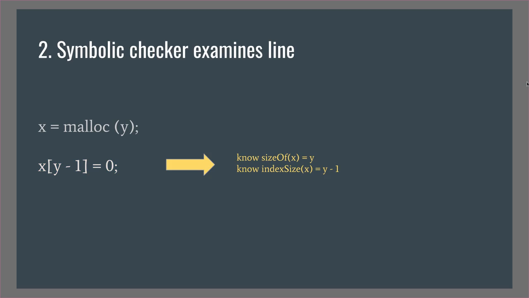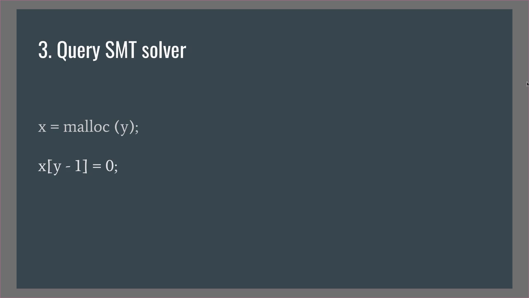This time, we're at an index, and we know the size of x and the index size of x. So we can craft a constraint asserting the error condition that y minus 1 is greater than or equal to y. This encodes an out-of-bounds write. And now we hit the SMT solver, and the SMT solver says that this out-of-bounds is completely possible. It gives us the y value 0, which indeed leads to an out-of-bounds access.